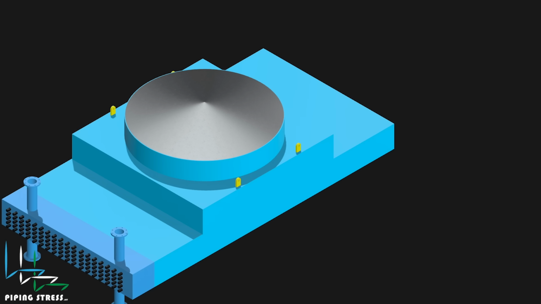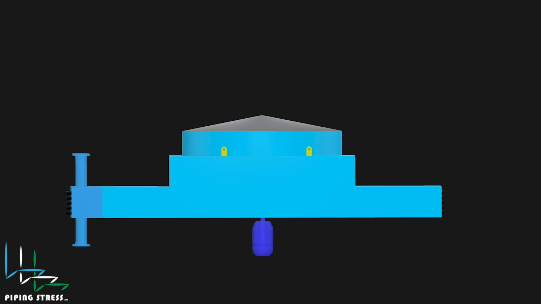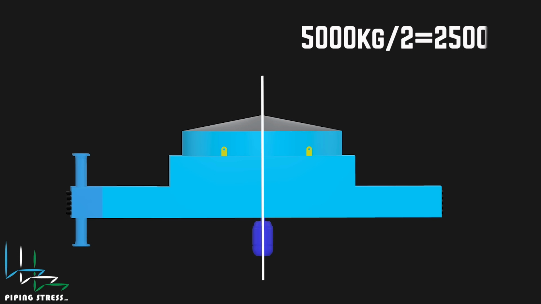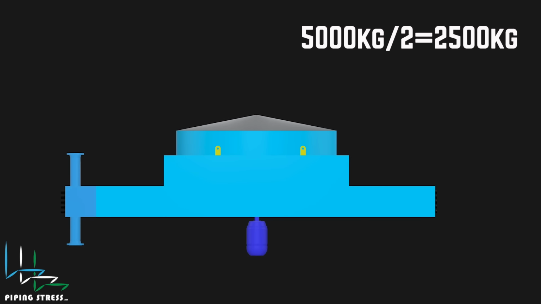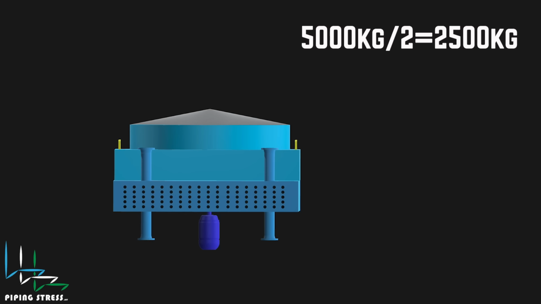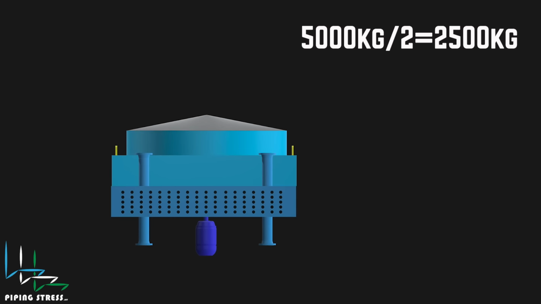We will now model the air cooler as a rigid member. For this, we should divide the total weight by 2. This is because we accumulate the air cooler on the edges. By this, the weight on the header side will be 2,500 kilograms. To enhance the accuracy of weight distribution, we need to divide the air cooler into sections and assign a weight to each section.